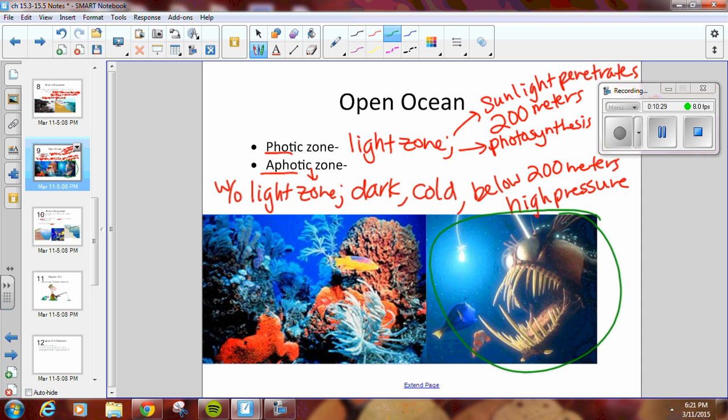Now it itself does not need the light. It is blind. But with this, it's also regulated to that high pressure. If you tried to bring an anglerfish to the surface of the ocean and you wanted to take it home as a pet, it would literally explode, because the anglerfish gets so used to the pressure, its body is adapted for that.